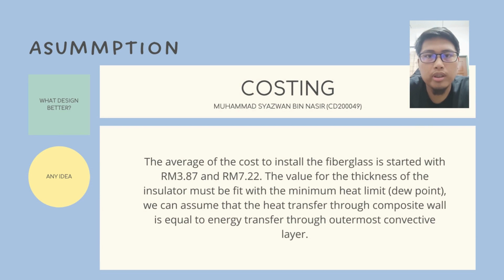For the costing assumption, the average cost to install the fiberglass starts from 3.87 to 7.22 ringgit Malaysia. The value for the thickness of the insulator must fit with the minimum heat limit. We can assume that the heat transfer through the composite wall is equal to the energy transfer through the outermost convective layer.